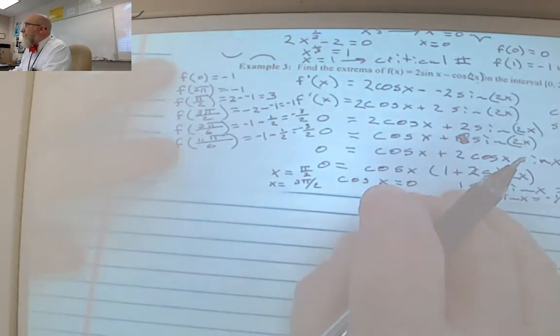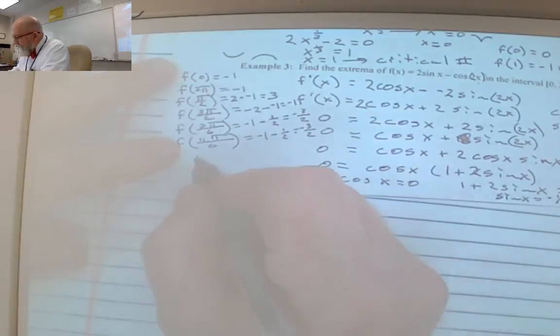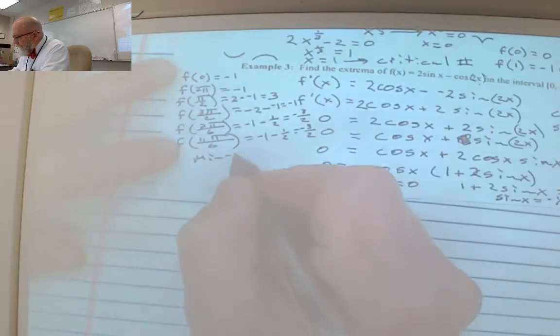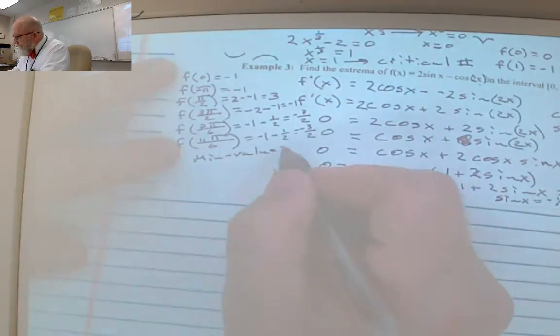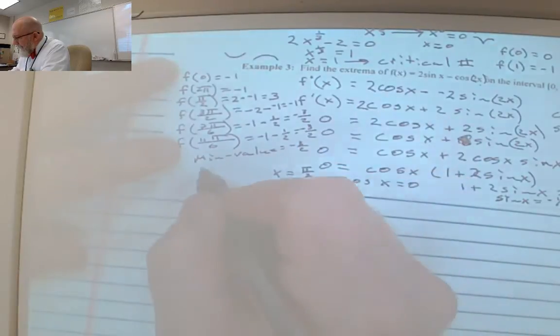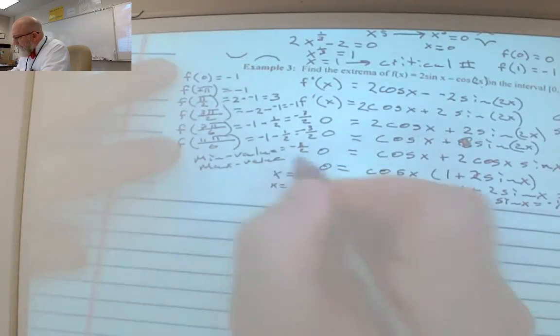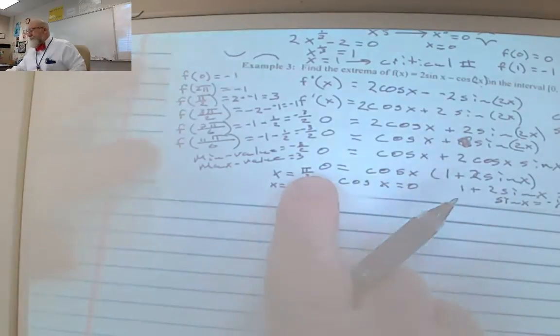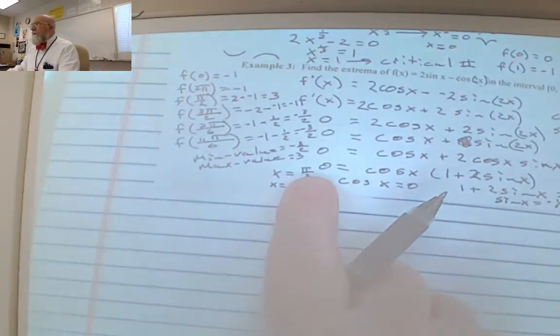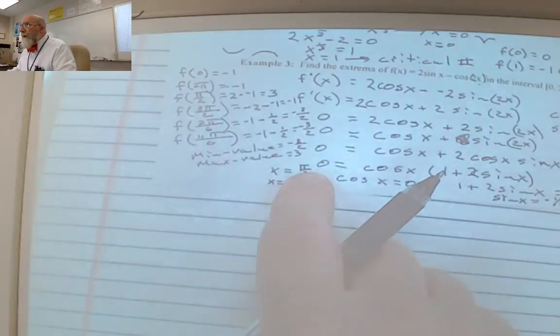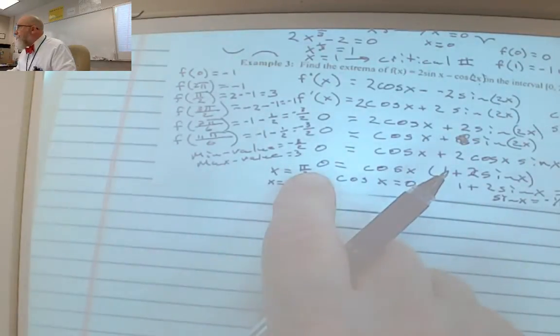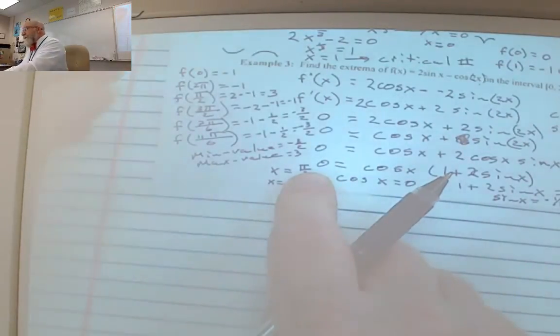So now you just have to decide what number is the max and what number is the min. What's my smallest value? Negative 3/2. Maximum value is equal to 3. Now, have I showed you how to figure out what the minimum and maximum value on your calculator is? Give me your TI.